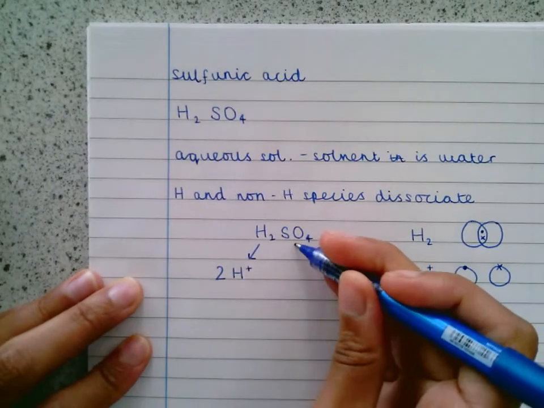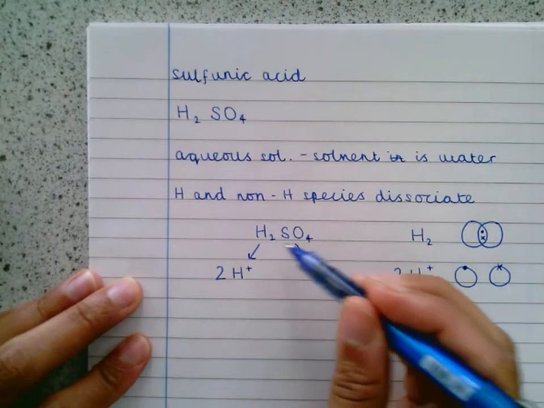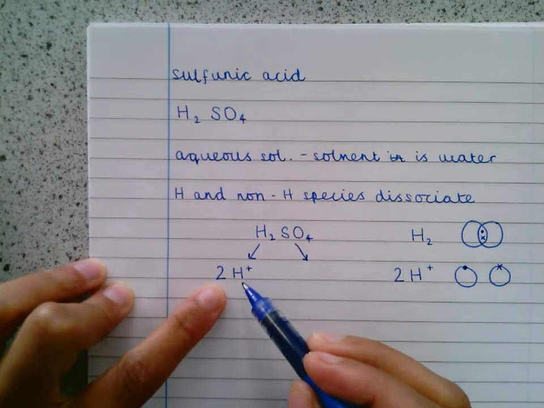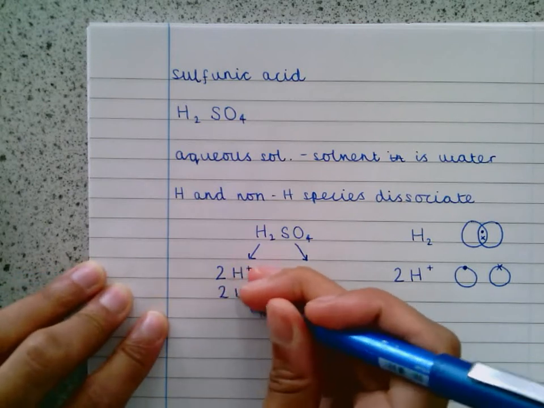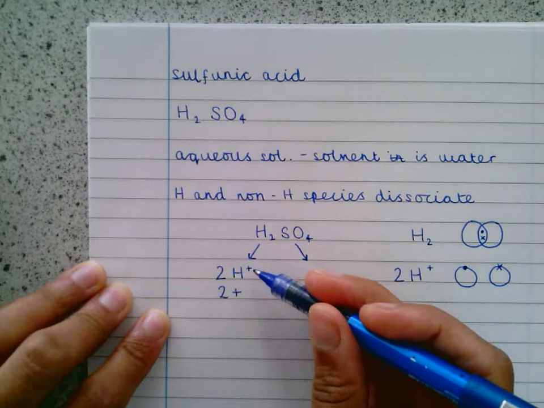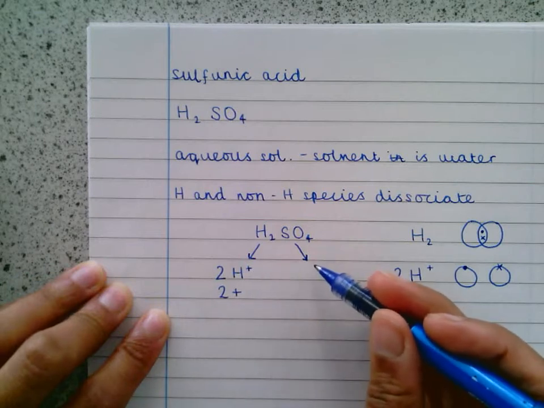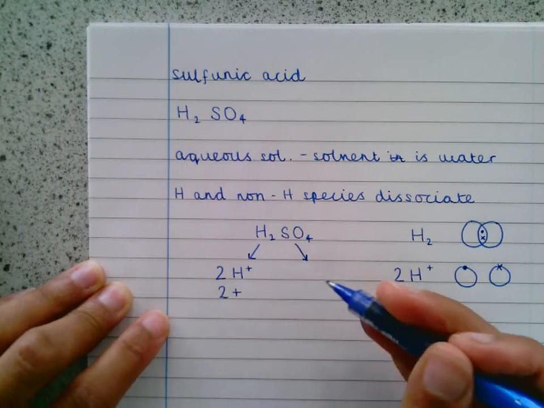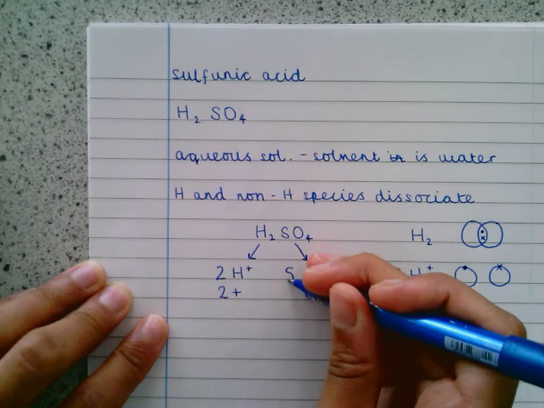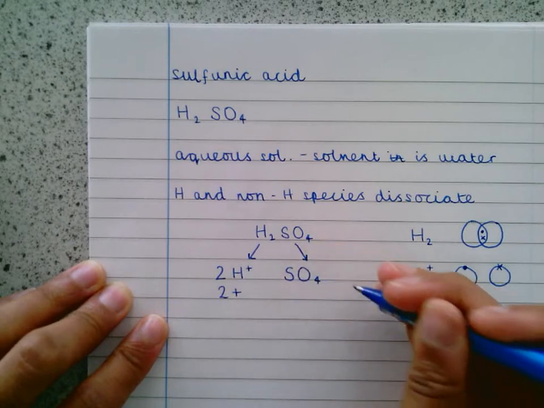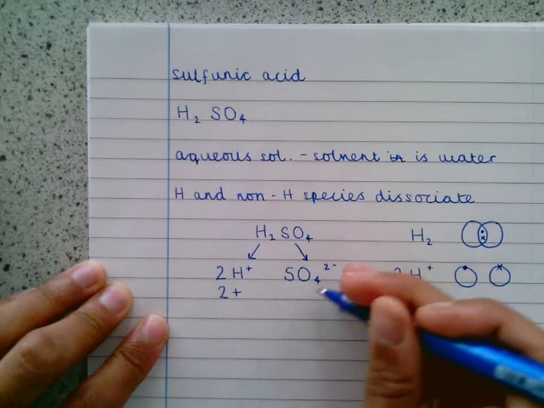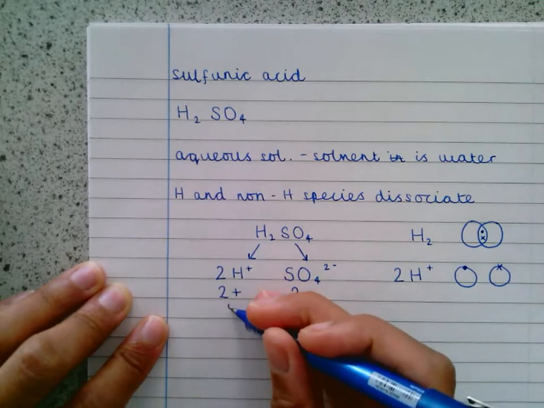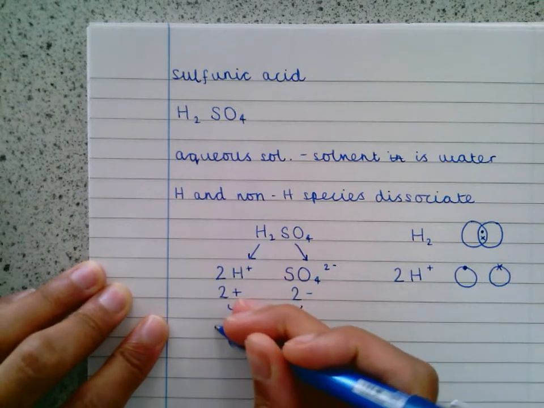And then, because the acid's charges need to balance out, because we've got 2 positive charges from the hydrogen ions, we have to have 2 negative charges from the sulfate ion. So what's the charge of the sulfate? 2 negative. And then we can double check that: we've got 2 positive, 2 negative. What's the overall charge? 0. Good. Balances out.